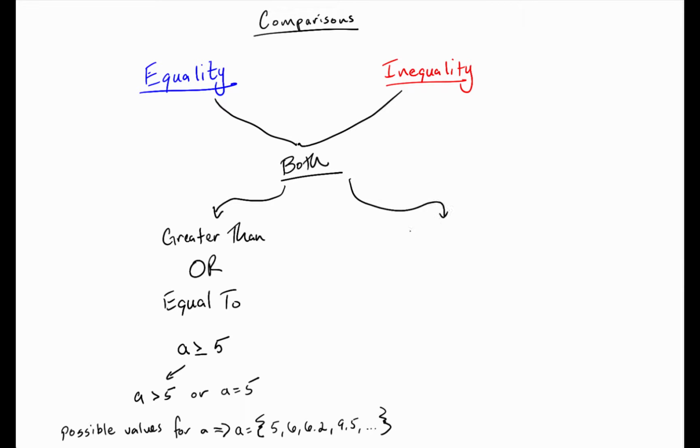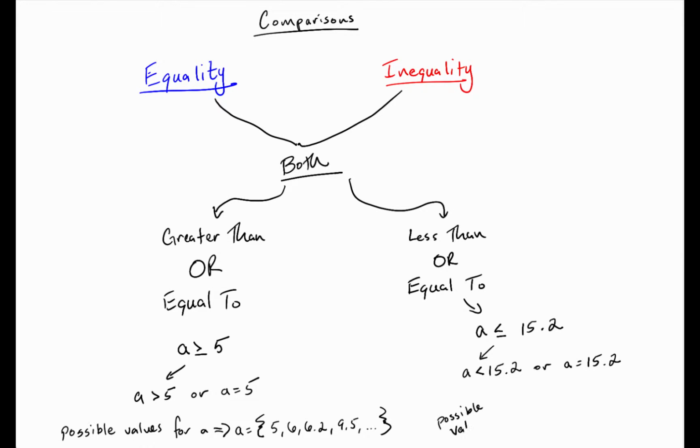We also could have less than or equal to. So for example, a might be less than or equal to 15.2. So a is either less than 15.2 or a is the same as 15.2. Again, we're just making sure that our possible values satisfy either of these conditions. So a could be equal to 15.2, 15.1, 0, -4, and again, any other value that satisfies those two conditions.